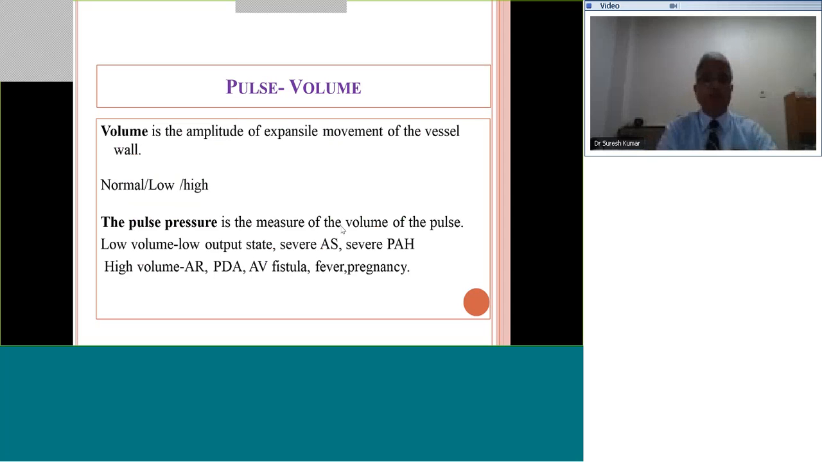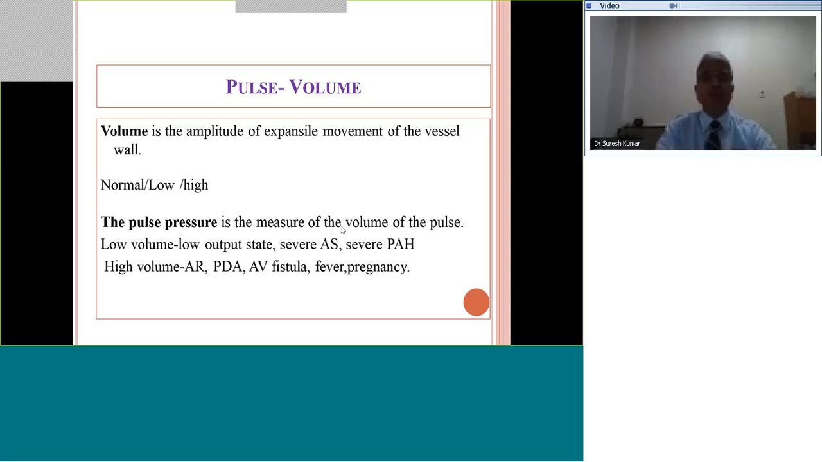Next is the volume of the pulse. The volume is the amplitude of expansile movement of the vessel wall. You have your finger on the pulse. What appreciates the volume is your middle finger. Of the 3 fingers that you are using to feel the pulse, it's the middle finger which is telling you about the volume of the pulse, which recognizes the amplitude of the expansile movement of the vessel wall. So you would refer to volume as normal, low, or high. And a quantitative measure of the pulse volume is the pulse pressure.